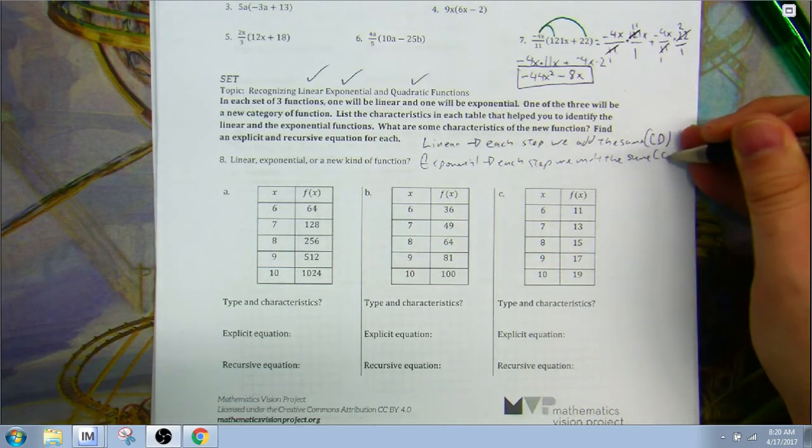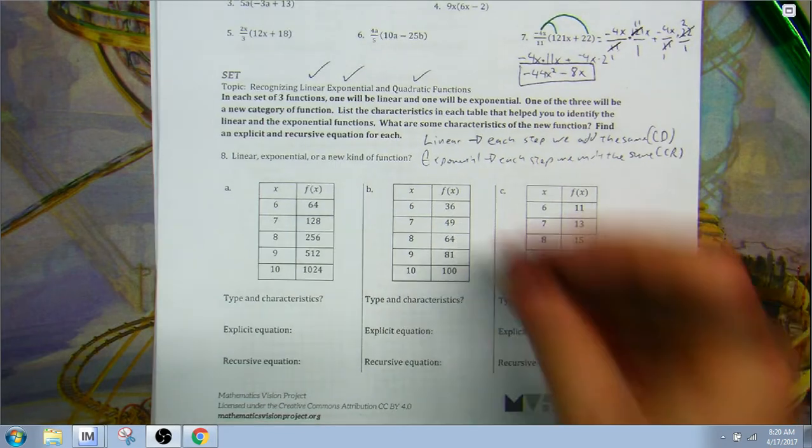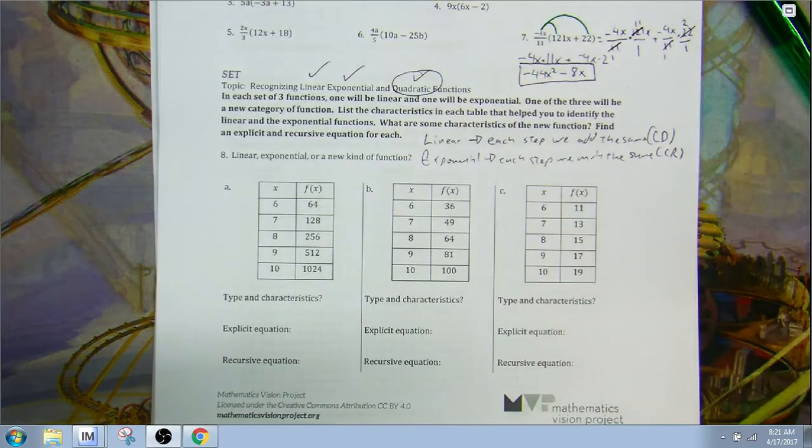This is the common ratio. And then a new type would be quadratics. And quadratics aren't going to behave in that same way. So we're going to have to kind of look at quadratics to see how they behave. So let's go ahead and begin here.